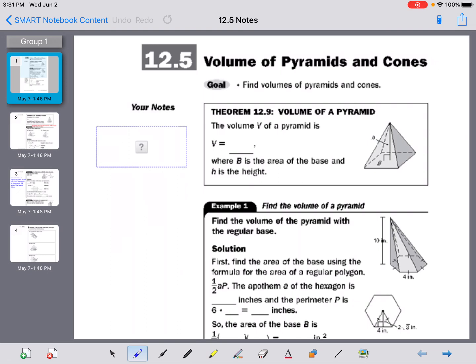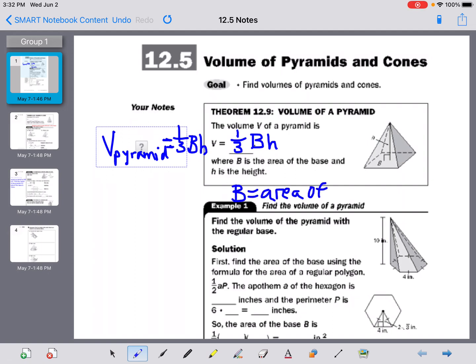So when we switch to volume of pyramids, that means that it has exactly 1/3 of the same as its big B times its height. Okay, so our volume of any pyramid is going to be 1/3 the big B times H. And once again, don't forget that the big B means the area of the base. So we're going to have to do work to find that. It isn't just a single value.